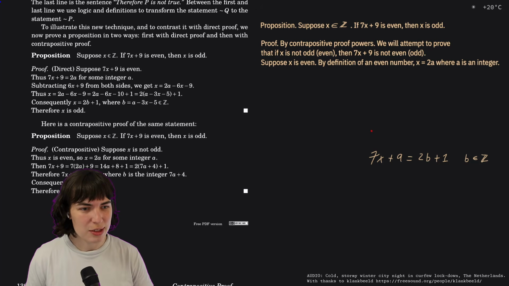Okay, so can we put this in terms of x, maybe? We can go 7x. Yeah, we can subtract 9 to get 2b minus 8. Then we got this kind of awkward 7. We could divide by 7.